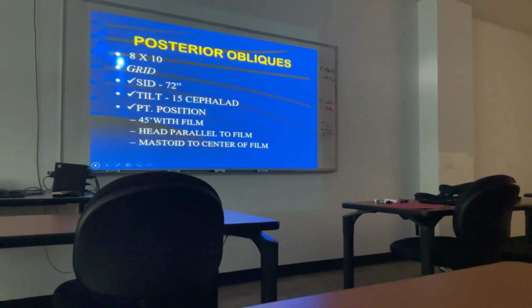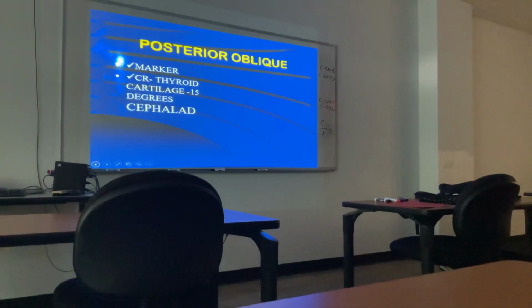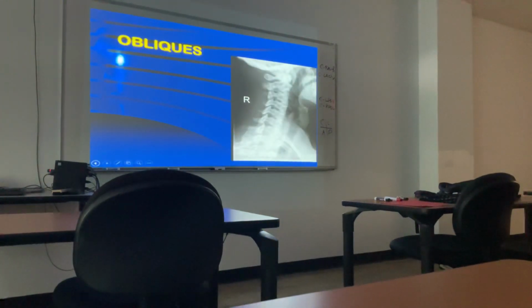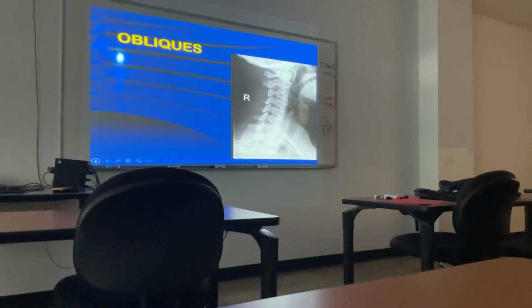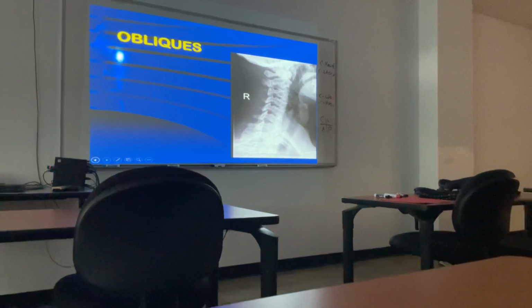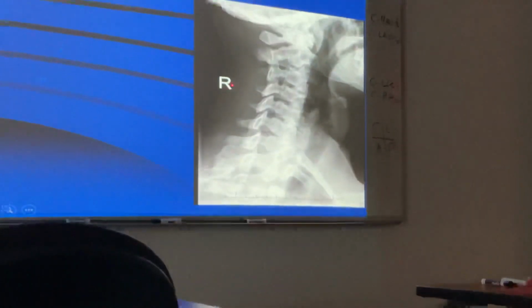Can you look straight ahead? No rotation of the head and no lateral flexion of the head. And the image that we get looks like this. So these black holes are the IVF where the nerve comes out. Now this is the marker, we mark the side that was closest to the film.